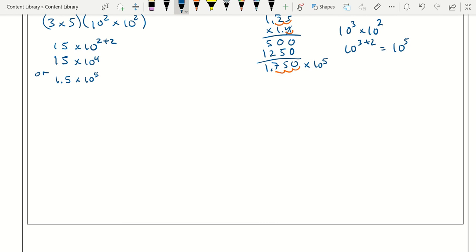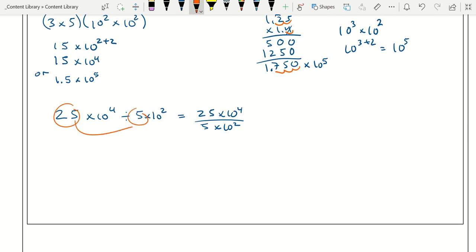So we have now 25 times 10 to the 4 divided by 5 times 10 to the 2. This could also be written as 25 times 10 to the 4 divided by 5 times 10 to the 2. Same thing. So what we're going to do first is take care of these numbers, and then we're going to take care of the powers, or in other words these ones.